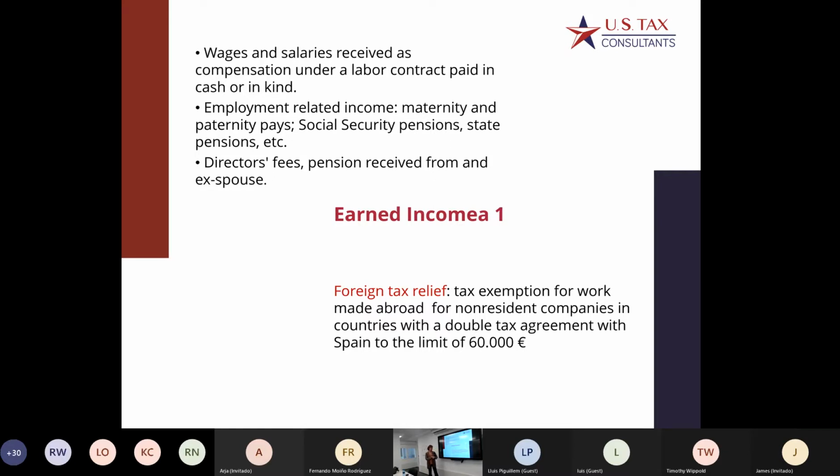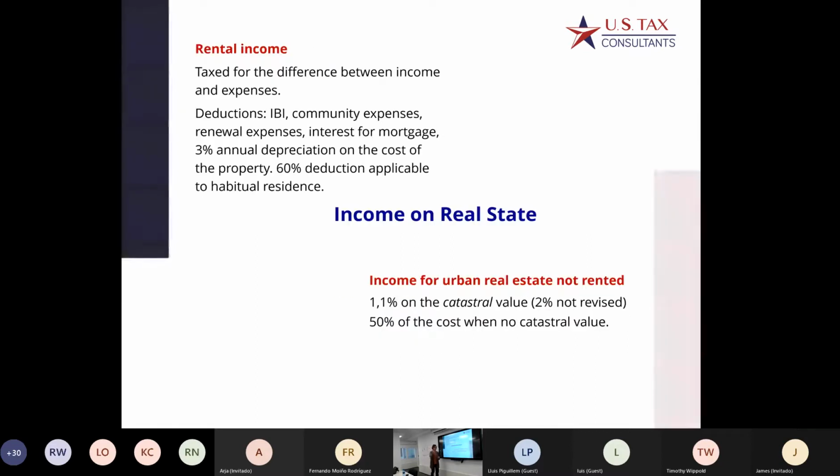There is also a foreign tax relief for work made abroad. This is very common if you are a Spanish tax resident and you work one to three months or whatever in the US for a US company. There is an exemption for that employment income that can go up to 60,000 euros. But it is required that the work is made abroad. It doesn't apply for teleworking. You have to be physically abroad doing the work.